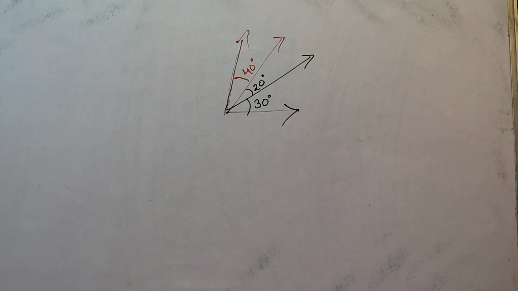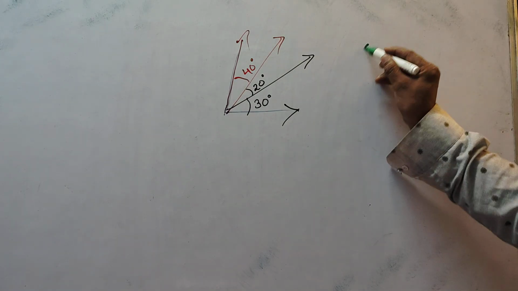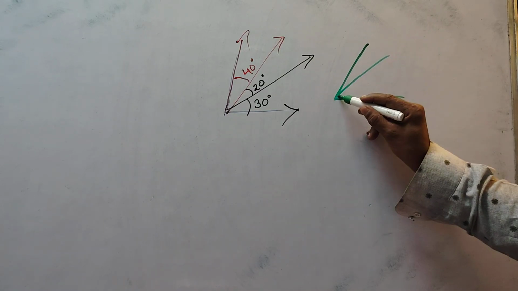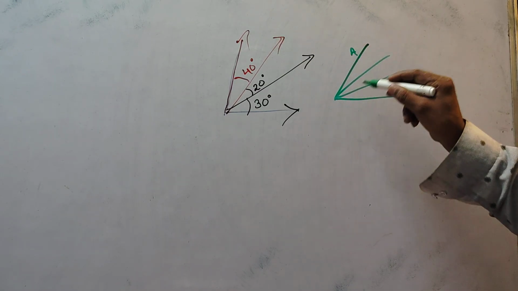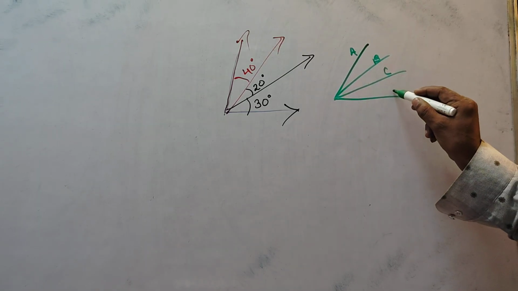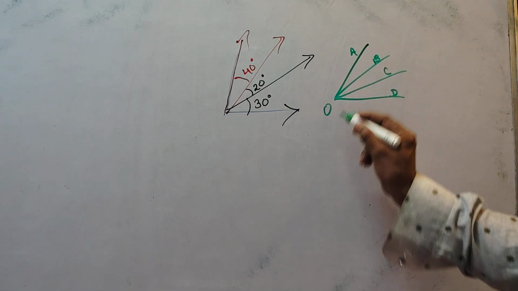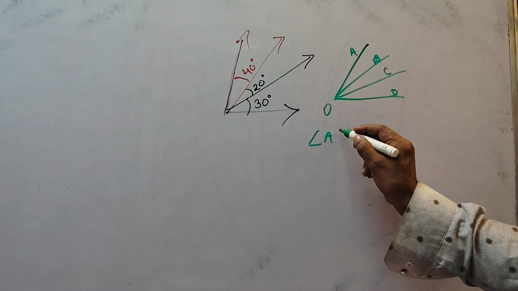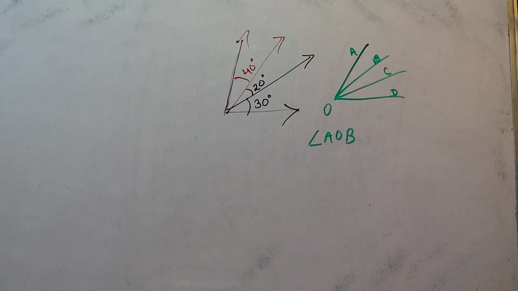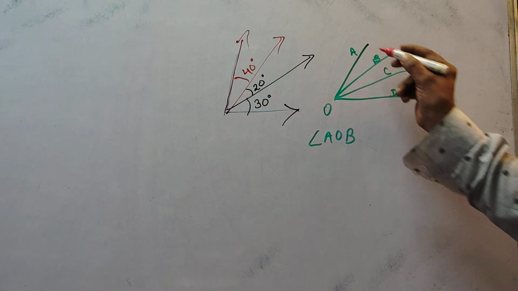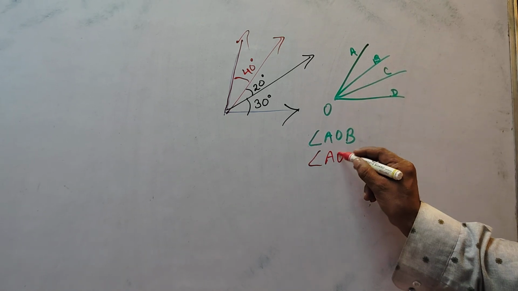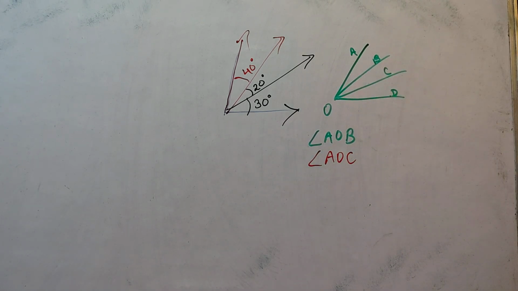The naming of these angles is not given. The question is asking the number of angles in the figure. How many angles are there in the figure? Let us count. We draw the rough figure again. Suppose this is A, this is B, this is C, this is D, and this one is O. So OA and OB: first is angle AOB. Second is AOC. Next one is AOD, all starting from A.